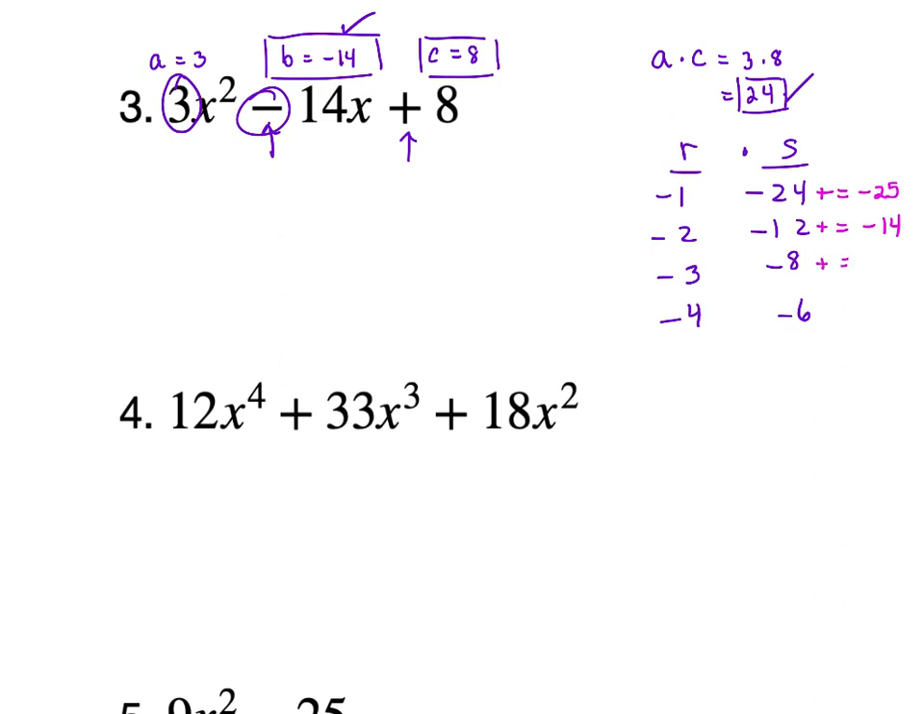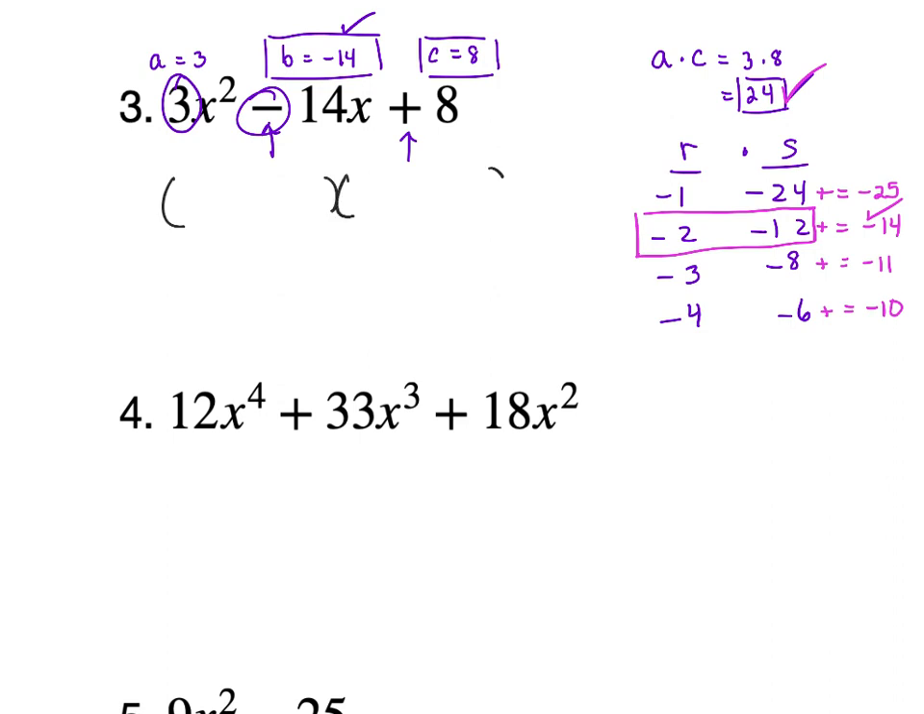This one would be negative 11. And this one would be negative 10. So clearly, we want this pair. They add up to negative 14, and they multiply to positive 24. You do have to be a little careful here as we try to factor this thing now.